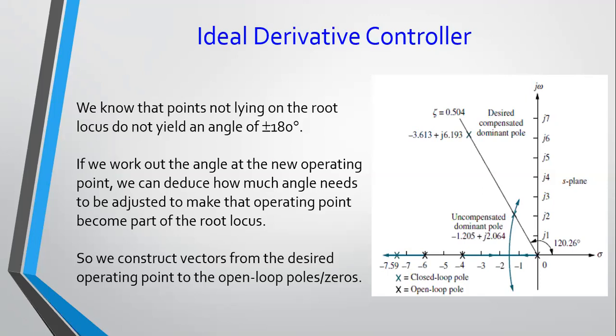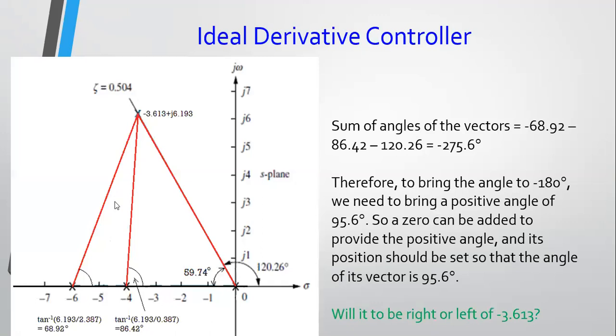So as we've done before, let's construct vectors now. This is our new operating point you want to be at, and these are your three poles. If you construct vectors from your poles to this point, you get three vectors here, and then you would need to calculate this angle. This one we already knew, it's 120.26 degrees, because this one is already along the damping ratio line itself.